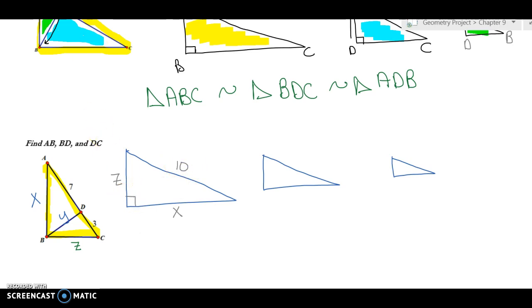Okay, so now let's go to our next one, our medium triangle. And on our medium triangle, our hypotenuse on this blue one is X. Our short leg is right here, Y. And our long leg is 7. And then lastly, let's go to our small triangle. And on our small triangle, our hypotenuse is Z. Our short leg is 3. And our long leg is Y.